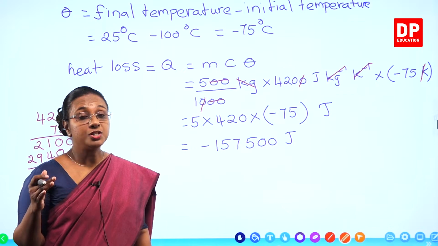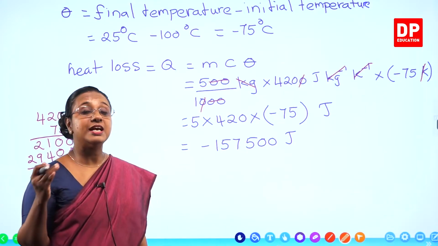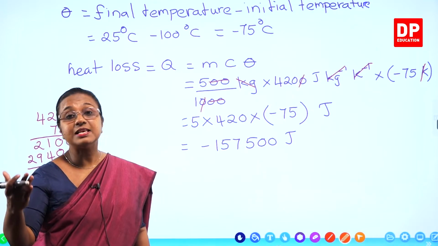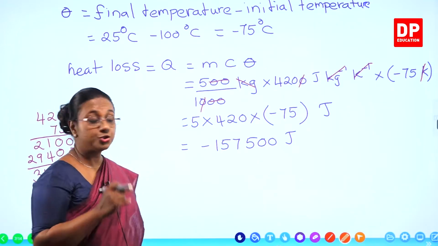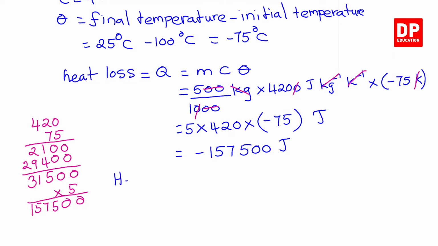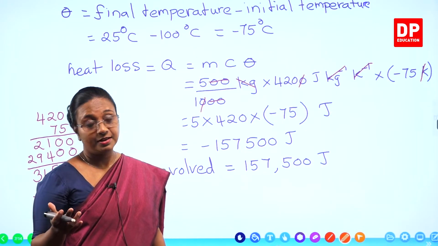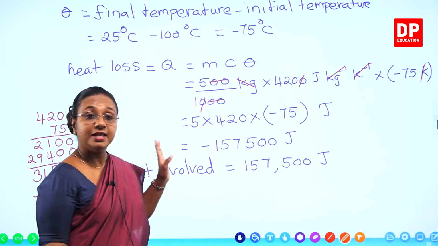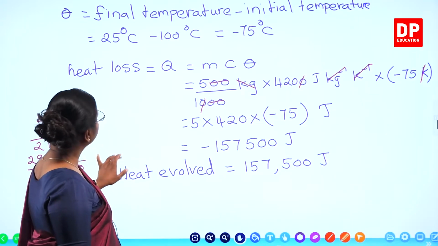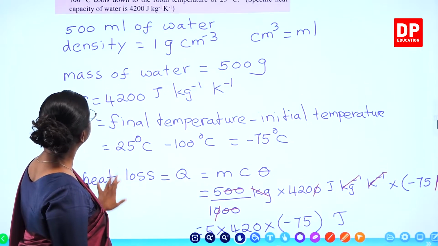I told you all before also, when we get the heat change as minus, that means heat is evolved. So that is what we were supposed to calculate. So here we can write heat evolved equals 157,500 joules. Or you can even convert it to kilojoules and write. But we can just leave it as it is. Is that okay, students?